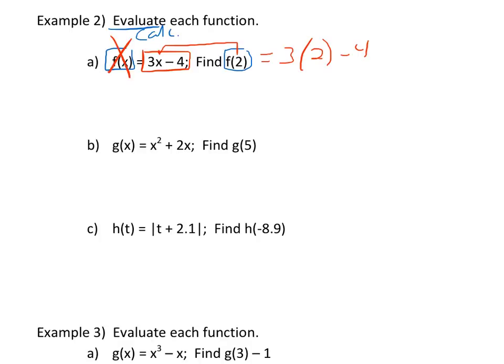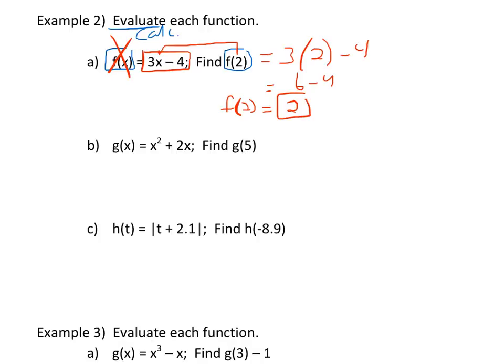Notice that the left side is ignored. So this would give us 3 times 2 is 6, minus 4. So f of 2, plugging 2 into the f function, gives us 2. And that is our solution.